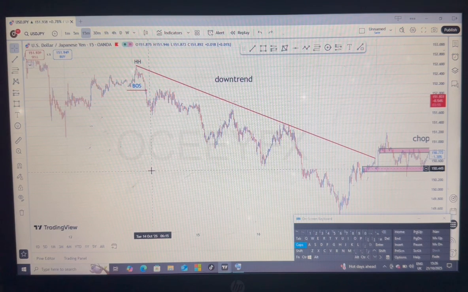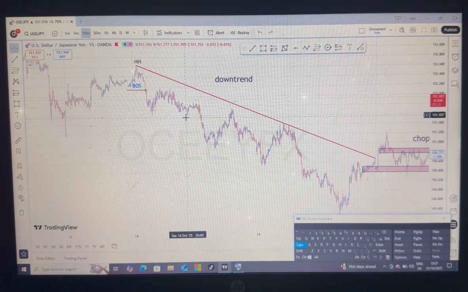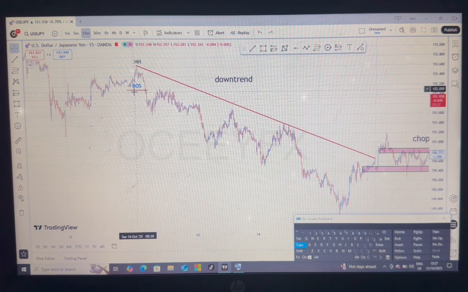So looking at this downtrend, what do we say a downtrend is? In a downtrend, you see the previous high. When price fails to break the previous higher high, then you know the market has reversed. And when it starts showing you lower highs and lower lows, then you know the market has reversed and is now in a downtrend. Like you can see here, it broke structure.